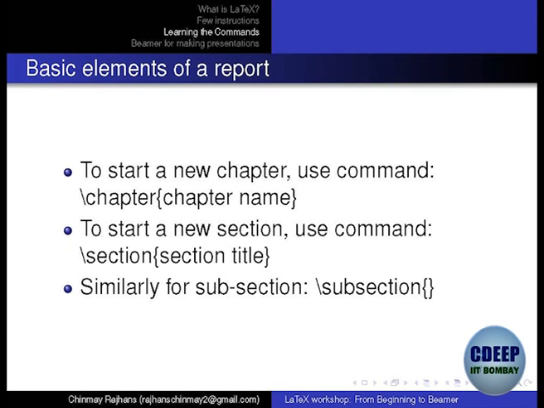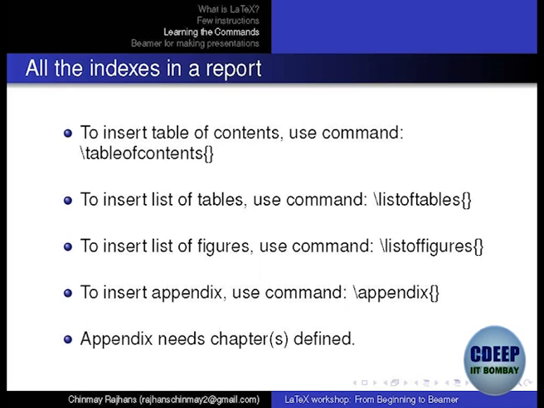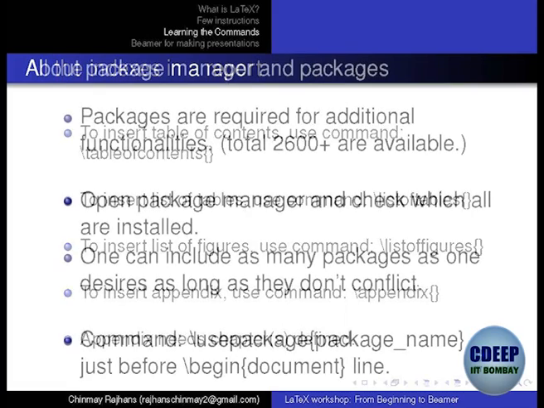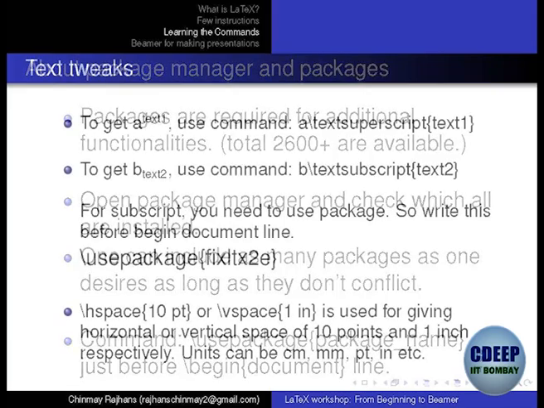To write a chapter, the command is backslash chapter. To write a section, the command is backslash section. To write a subsection, the command is backslash subsection. To insert table of contents, list of figures, list of tables, these are the commands. To get an appendix, backslash appendix followed by a backslash chapter, which is an appendix chapter, right? There are approximately 2600 packages. If you want to use them for your particular document, you need to declare them before begin document, right?